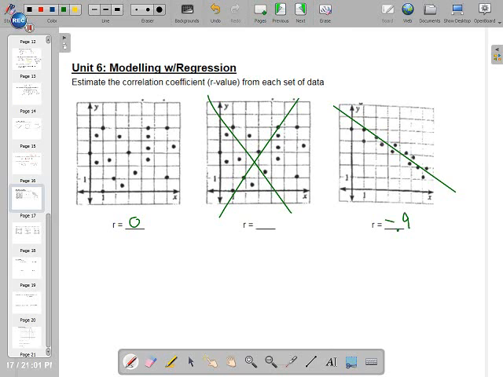There definitely seems to be a trend. So I'd just say like negative 0.8, negative 0.9. Something close to negative 1. Negative 1 is perfect.